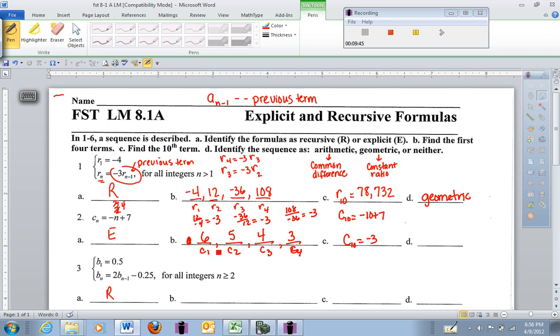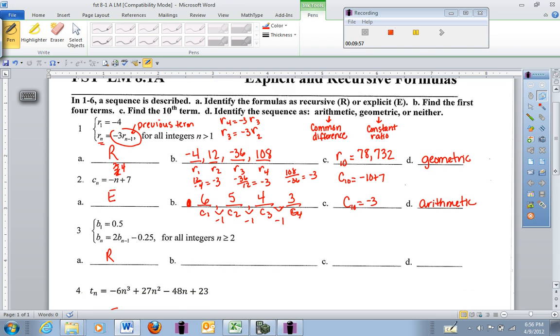This is going down by 1 each time between each consecutive term, so this one has a common difference, making it arithmetic.